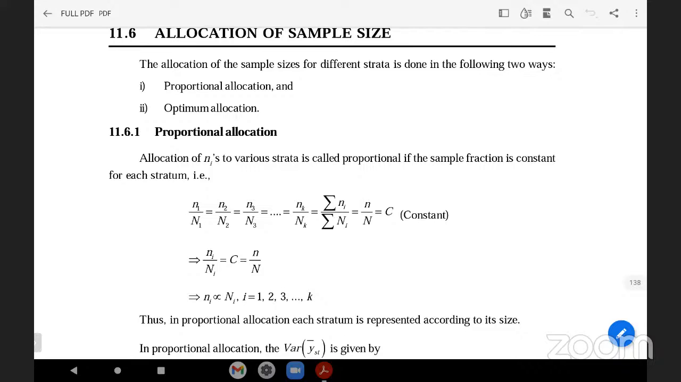30 into 5 means 150 units. From the 150 units, how much knowledge is he gaining? That depends on the exam. We will be justified and we can analyze. Such kind of analysis comes to the allocation of the sample, and proportional allocation is the most helpful for that.